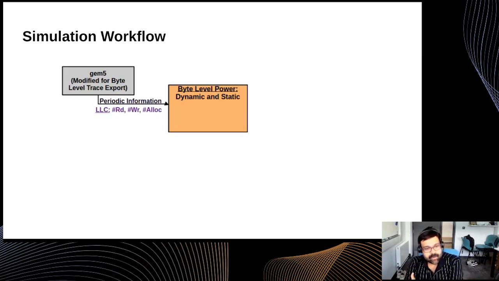And at byte level, our power model is designed to generate two kinds of power information for this entire cache: dynamic and static. So this will be generating the power at byte level.